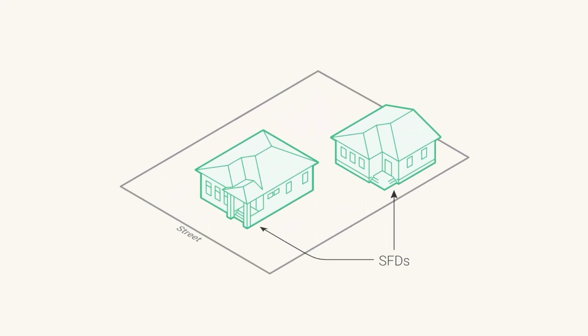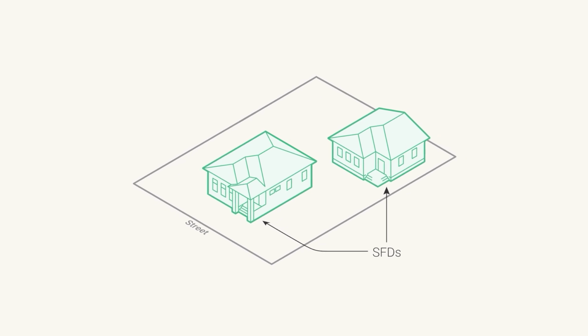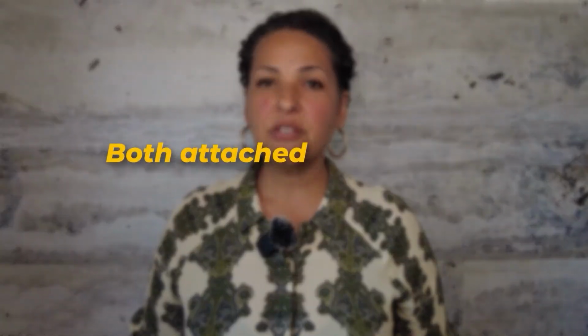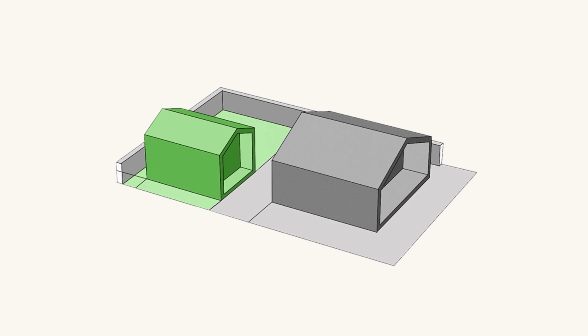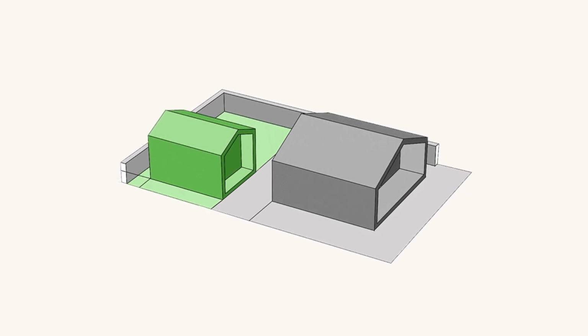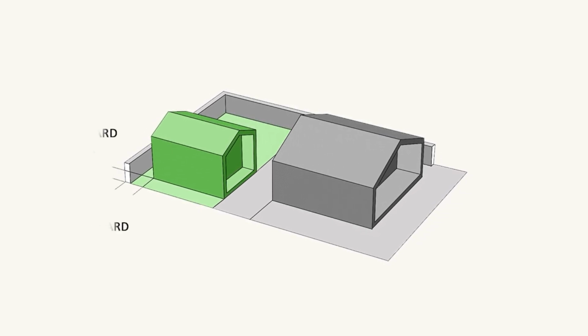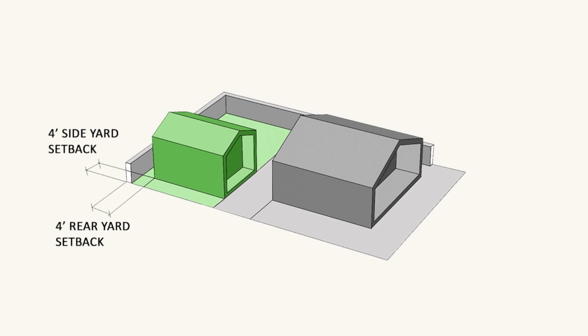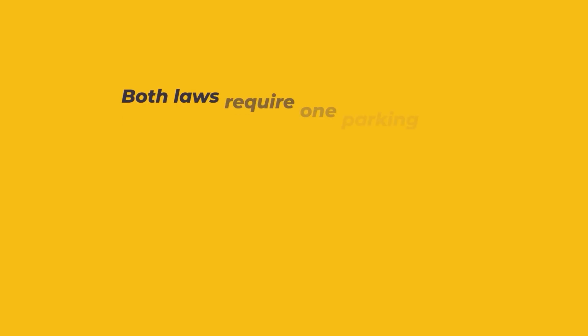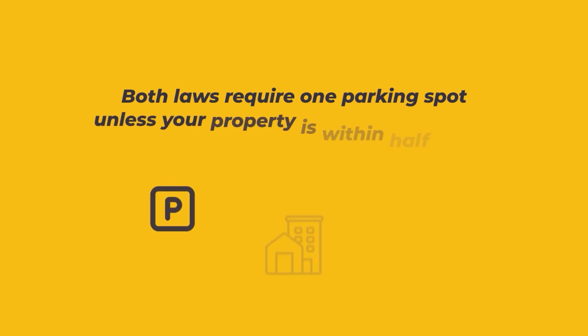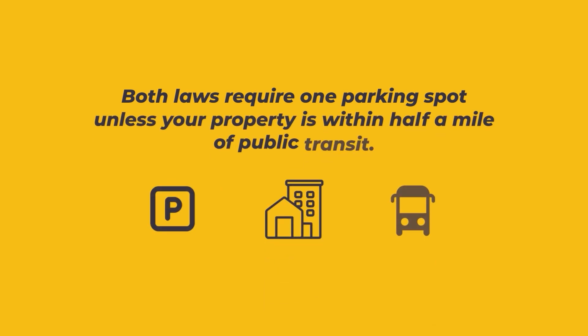First, let's talk about the similarities. In both cases, whether you're using SB9 or ADU guidelines, you can build a second unit on the property that already has a single-family home. You can also choose to build either type of unit, both attached or detached from the main house. Both SB9 and ADU regulations allow you to place your second unit as close as 4 feet from the back and side property line. And when it comes to parking, both laws require one parking spot unless your property is within a half-mile of public transit.